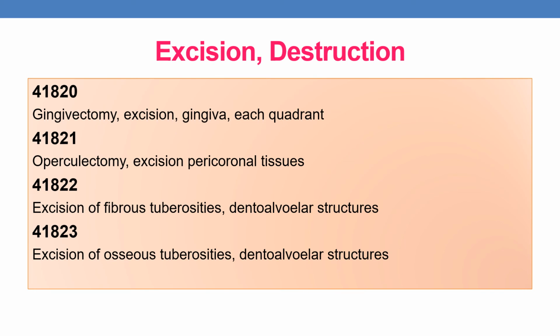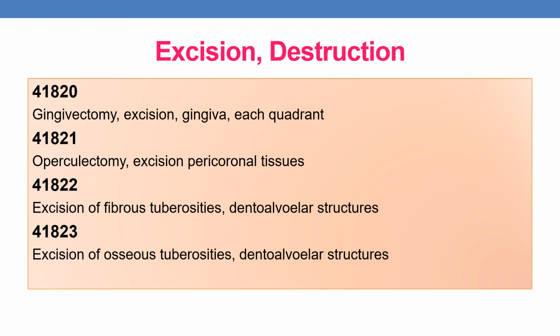Next, coming to CPTs of excision and destruction. The first CPT is 41820. It deals with gingivectomy. Gingivo means gums. Ectomy means surgical removal. Gingivectomy, excision, gingiva, each quadrant. The next is 41821. It deals with operculectomy, excision, pericoronal tissues. The next is 41822. It deals with excision of fibrous tuberosities, dentoalveolar structures.